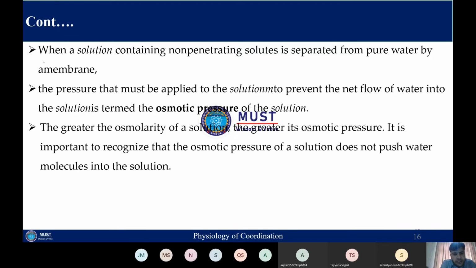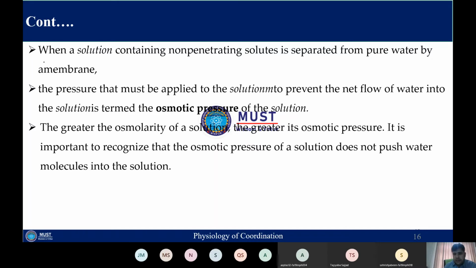This type of pressure is called osmotic pressure. So the greater the osmolarity of the solution, the greater the osmotic pressure. It is very clear that when there is a high concentration of solute, water will move to dilute that solute, and when the water moves, the wall of that particular cell will have high pressure, high osmotic pressure, and it means that the osmotic pressure does not push water molecules into the solution.